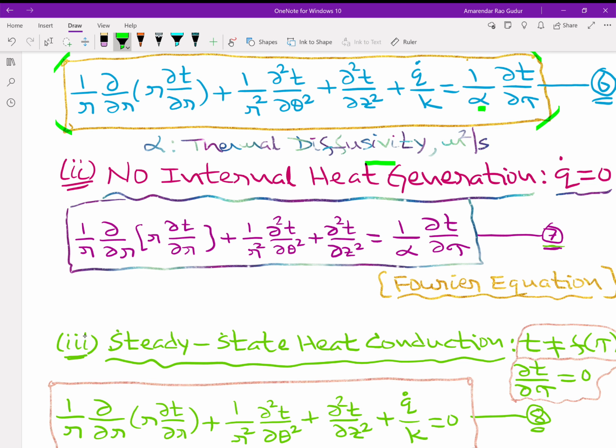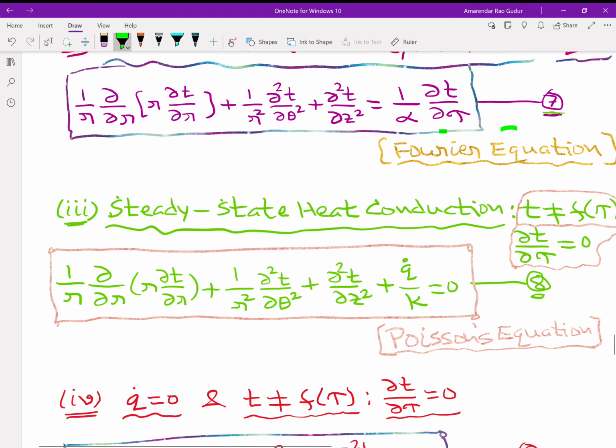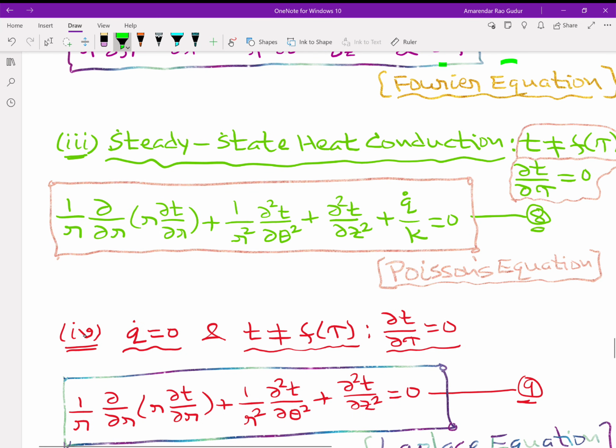So 1 by r del by del r del T by del r conduction, plus 1 by r square del square T by del theta square theta conduction, plus del square T by del z square z conduction should be equal to unsteadiness. And this equation is known as the Fourier equation. Now the next assumption is that we assume steady state conditions, which means that we'll wait for so much time that temperature does not vary with time. As a result, del T by del tau will be 0, so RHS vanishes. And this equation we call the Poisson's equation.